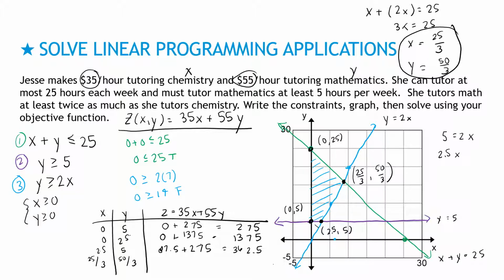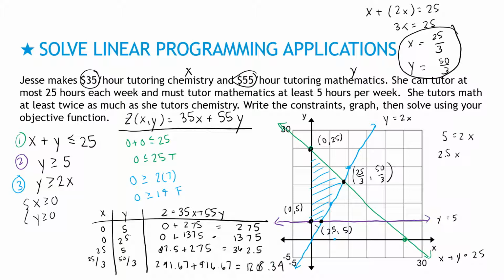25 thirds. In my calculator, you can just do 25 divided by 3 in parentheses, and then multiply it by 35. And that's 291.67 if I round to the nearest cent. And then 50 thirds times $55 per hour, which is 916.67. If I add those together, 291.67 added to my previous answer gives me 1208.34.